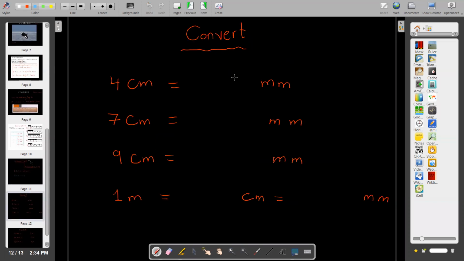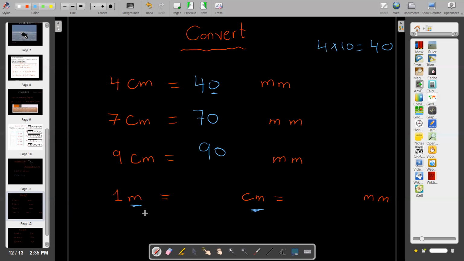Convert. Now we will convert, and change from centimeter to millimeter. 4 centimeters, so it will be 4 times 10. We put the 0. 1 times 4 equals 4, so it will be 40. What do you observe here? We just add a 0. So 7 centimeters, we add a 0, 70 millimeters. 9 centimeters equals 90.